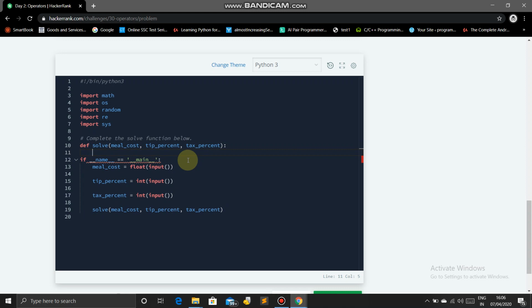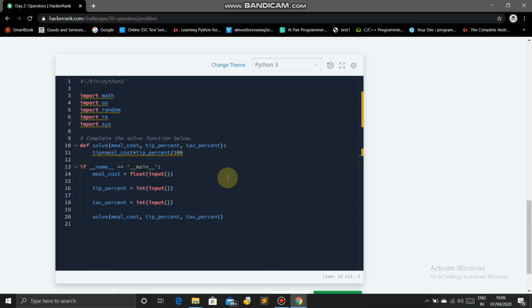So first we will calculate the tip. So tip is equal to meal cost into tip percent divided by 100. Then we have to calculate tax. Tax is equal to meal cost into tax percent divided by 100.